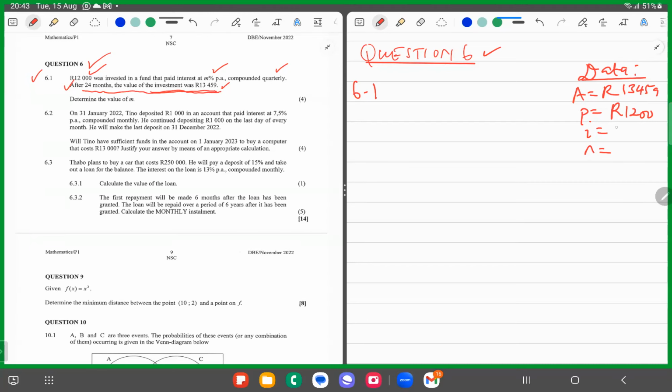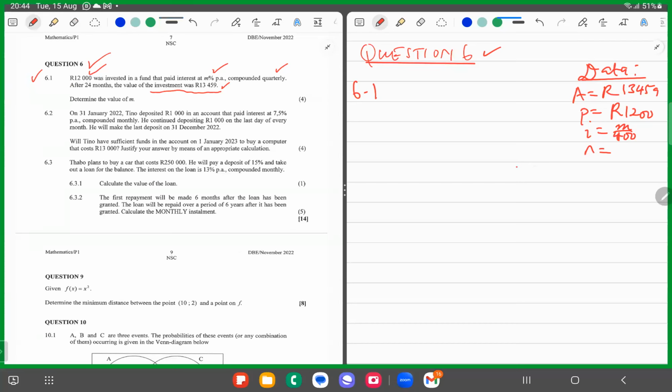Okay, right. Now the interest rate was M% compounded quarterly. And so M% means M over 100. It is compounded quarterly, so you divide by 4, or you multiply by 1/4, and therefore that becomes M over 400. Remember, that's what we have. But after 24 months, the value of the investment became that. So we have been given the period, which is 24 months.